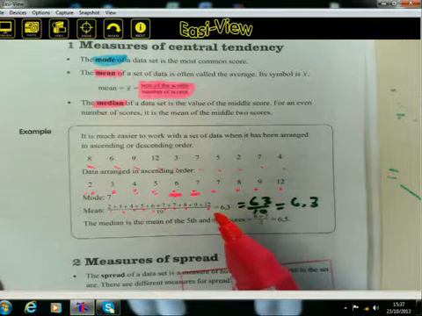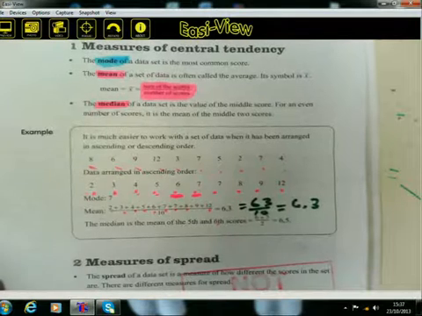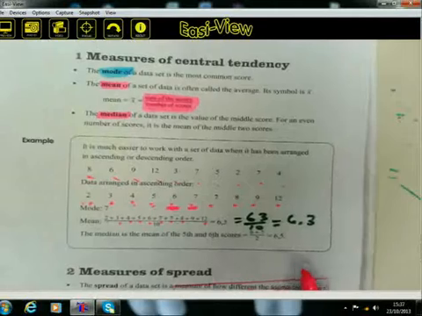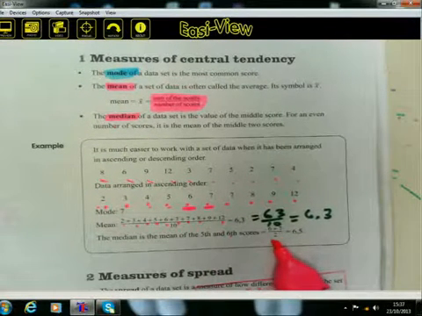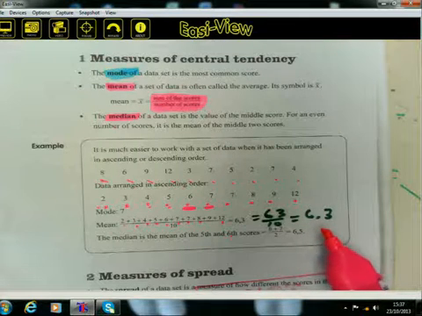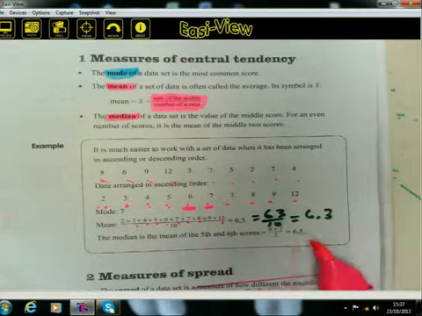Because they are 2, remember what you do? You add both of them and then you divide by 2. That means we are going to say 6 plus 7 divided by 2. 6 plus 7 gives us 13. Now, 13 divided by 2 gives you 6,5.